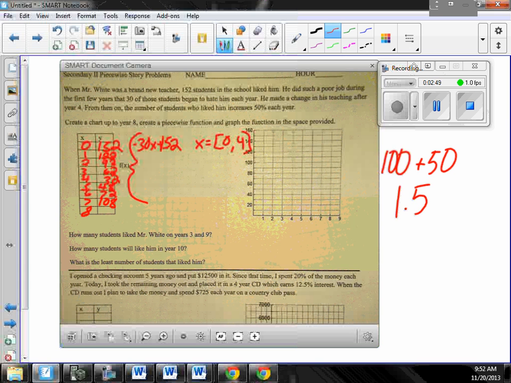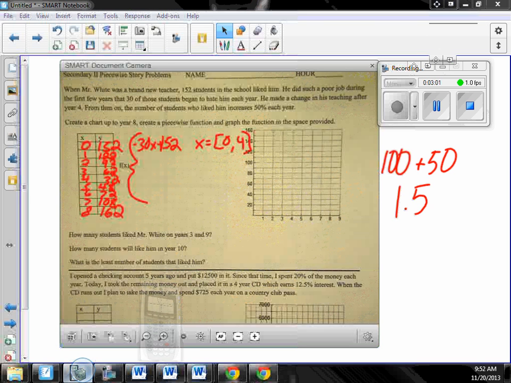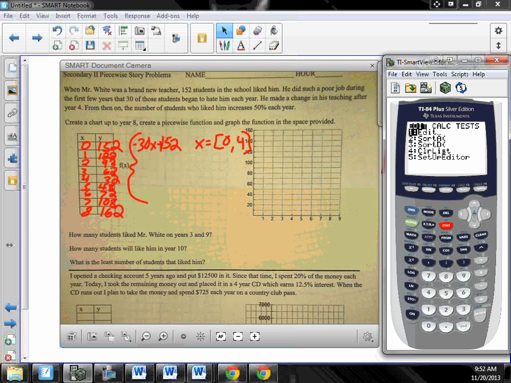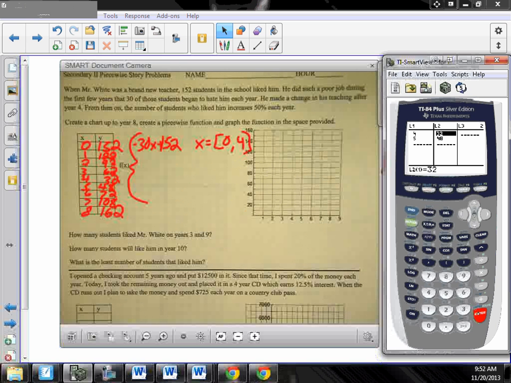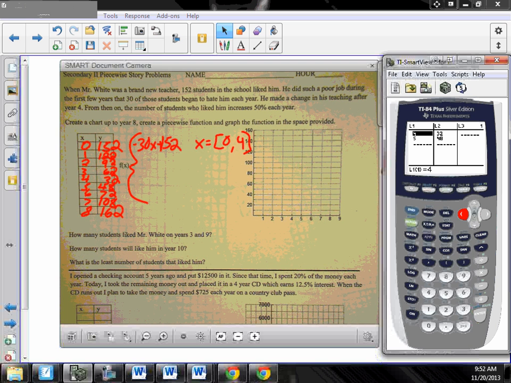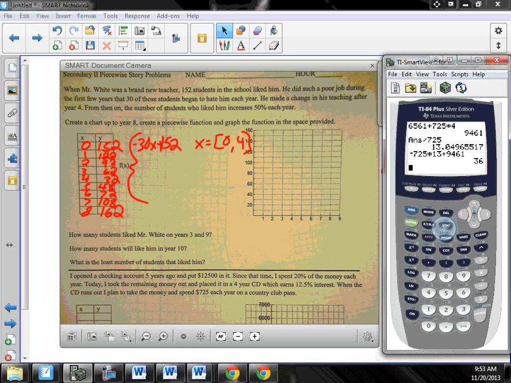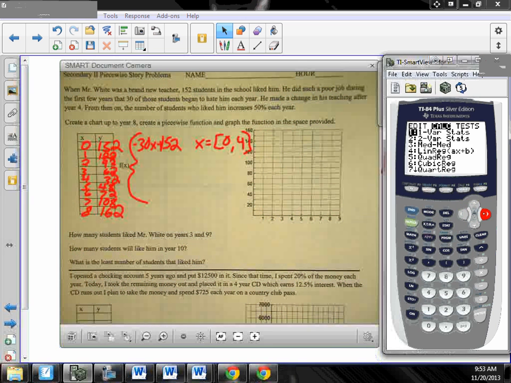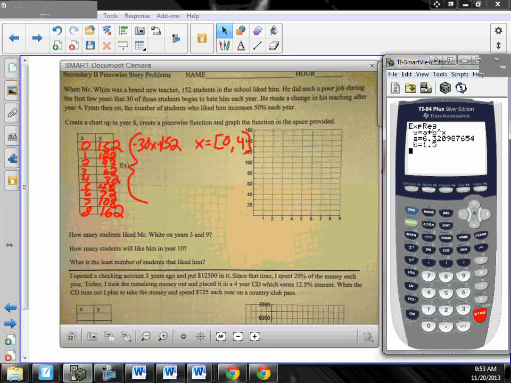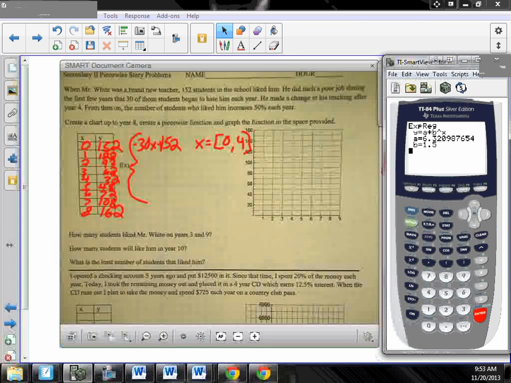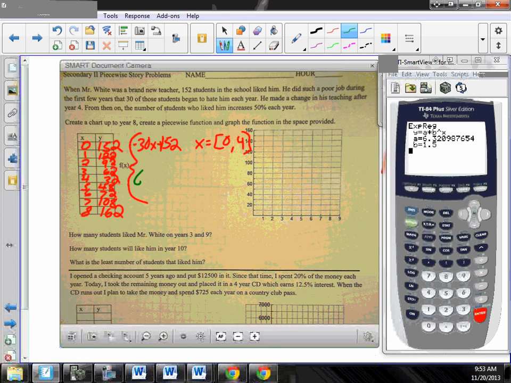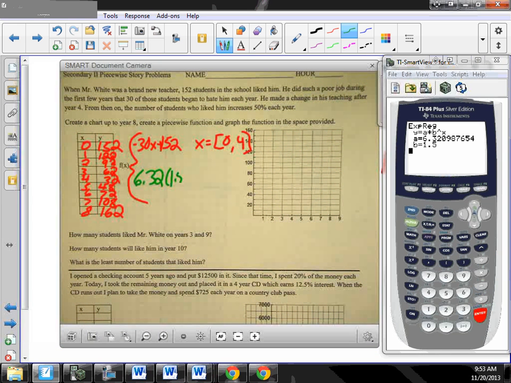162. Okay. So now I need to figure out what the exponential equation is. So we'll go into my stat, edit, and I have 4, 32 and 5, 48 plugged in there. So I'm going to do 0, which is exponential regression. And the equation is 6.32 times 1.5 to the x.